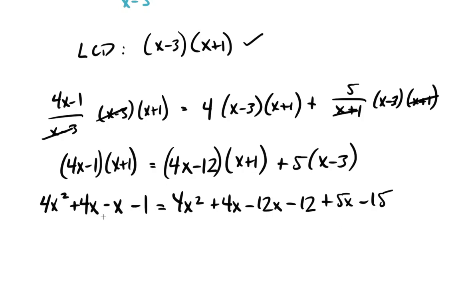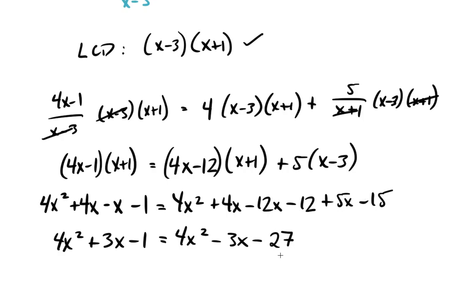Okay, and we want to combine like terms. So on the left-hand side, we can combine the 4x and the negative x to get 3x. And then on the right-hand side, we've got a 4x minus 12x plus 5x. So positive 4 to go with negative 12, that's going to be negative 8. Negative 8 plus 5 is going to be negative 3x. And then we also have this negative 12 and this negative 15, which is going to give us a grand total of negative 27.